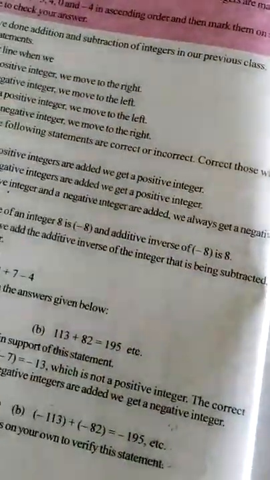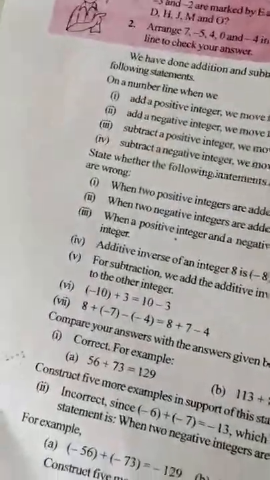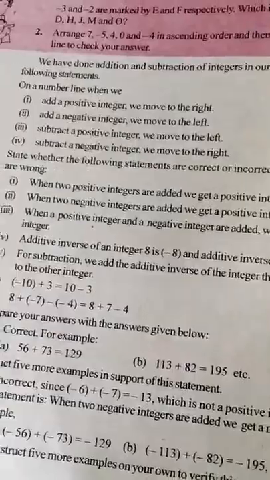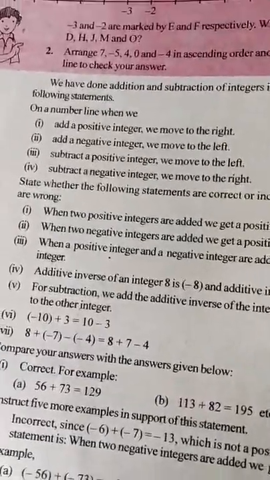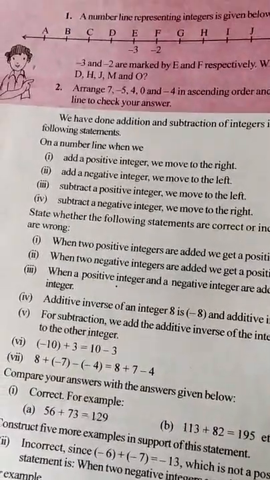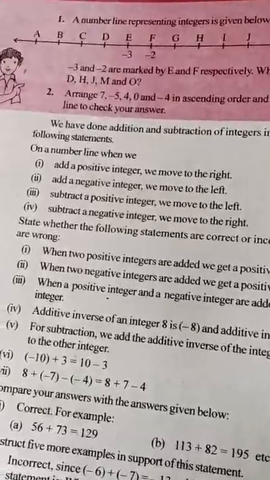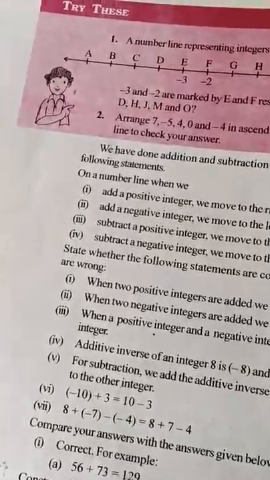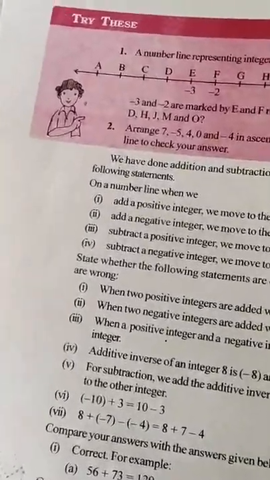So there are positive and negative numbers denoted on the number line.